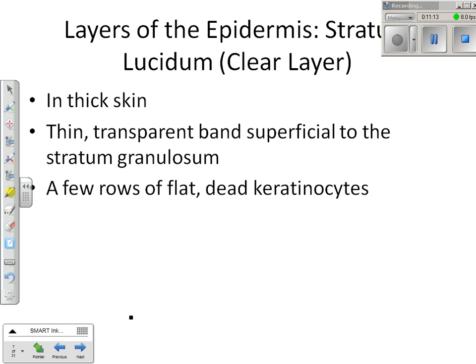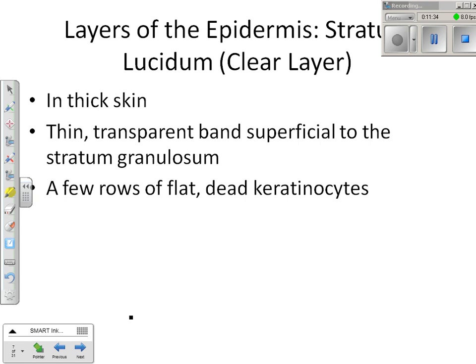Now, the next layer out is called the stratum lucidum. This is that layer I was telling you about. This layer is only found in the palms of your hands and the soles of your feet, and that's called thick skin. So thick skin is only found in the palms of your hands and the soles of your feet. You have thin skin everywhere else.